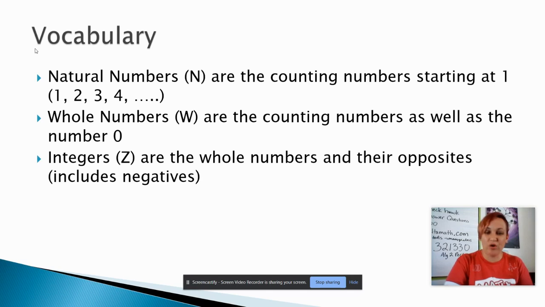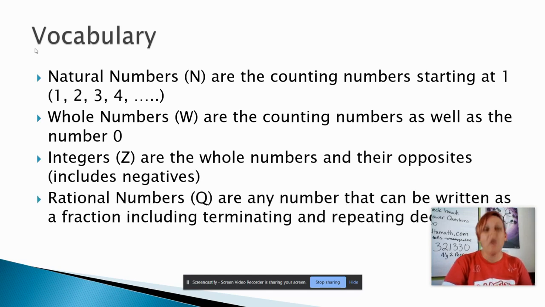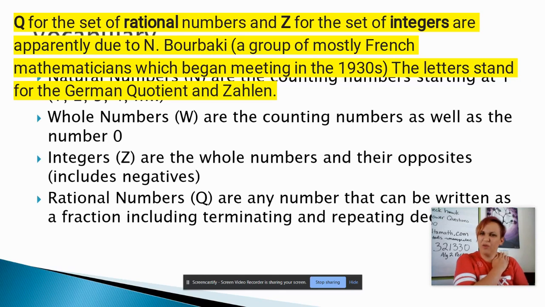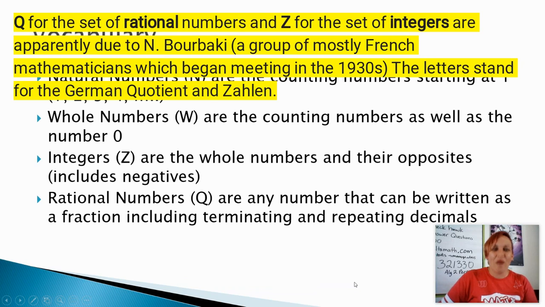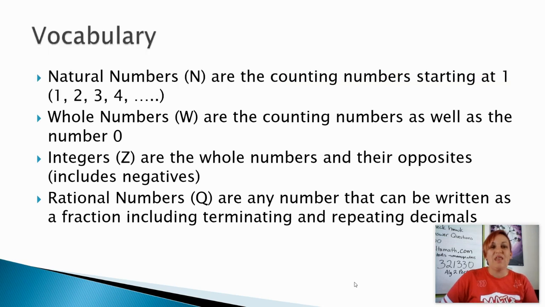Our next category is rational numbers. Rational numbers is abbreviated with the letter Q. Again, we're going to use the letter R for something else later, and so we're using Q for rational. Rational numbers include all numbers that can be written as a fraction. That means this includes every fraction in the whole entire world.